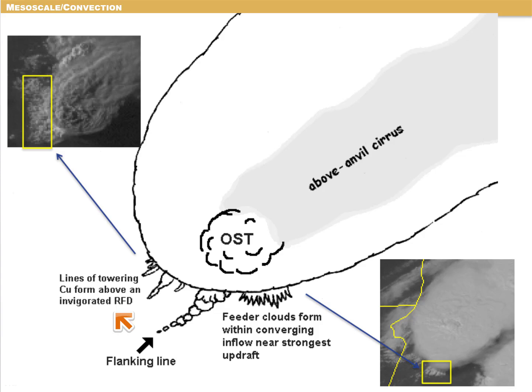West of or upshear of the flanking line, you may observe lines of towering cumulus that form above an invigorated RFD. These clouds do not act as inflow into the storm the way inflow feeder clouds behave. Instead, they develop above the RFD and are an active area of research. What we know at this time is that when you do observe these clouds, the storm is intensifying and/or near peak intensity.